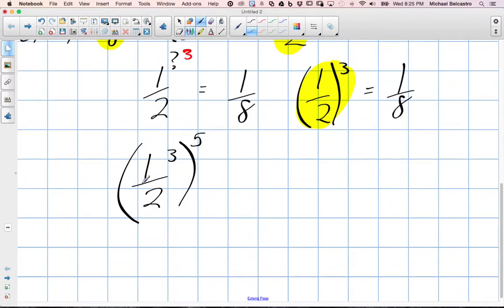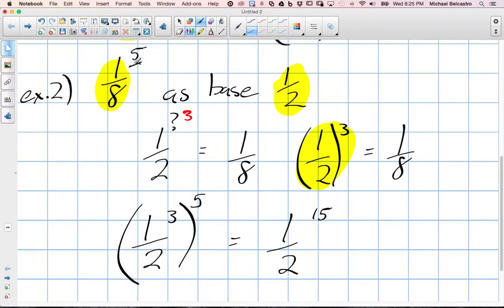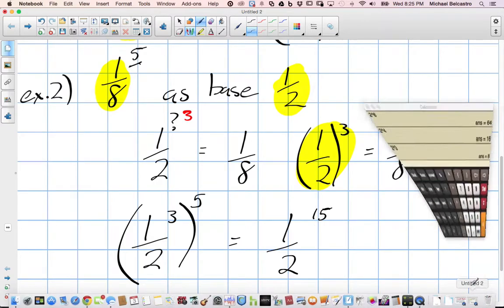We keep our base. We still have a half, and we have to multiply the two exponents. What is 3 times 5 going to be? 15. So according to this, 1/8 to the power of 5 is the same as 1/2 to the power of 15. All right, here's the test.